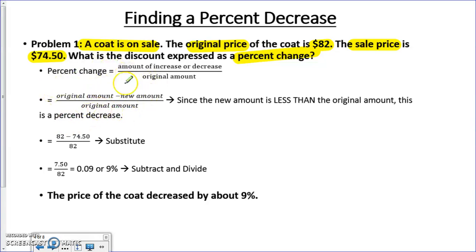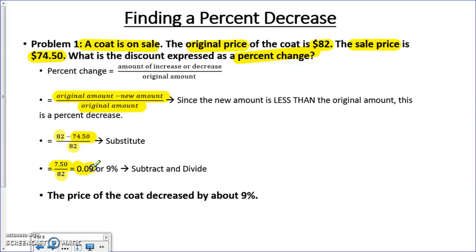So for the percent change formula, amount of increase or decrease, since we're saying it's a decrease, you are going to take the original amount, subtract the new amount from it, and then divide it by the original amount. So the original amount is $82, subtract the sale price, which is the new amount, and divide it by the original amount, which is 82. All we did was substitute those three numbers. 82 minus $74.50 is $7.50 divided by 82.